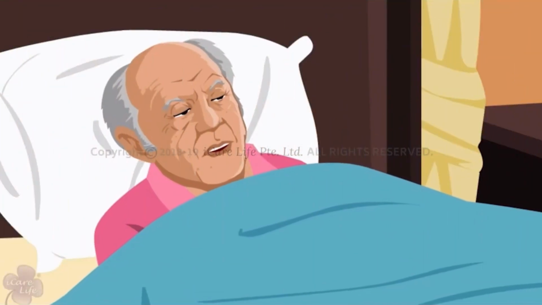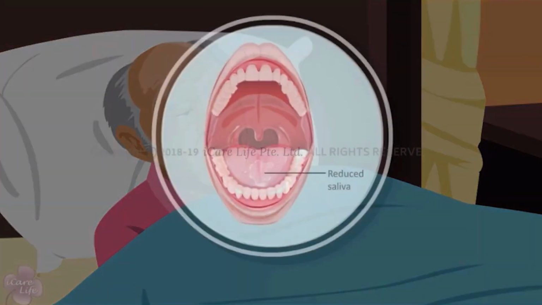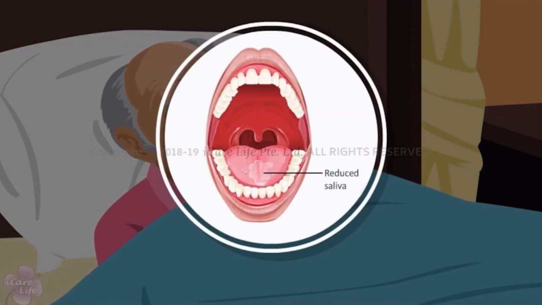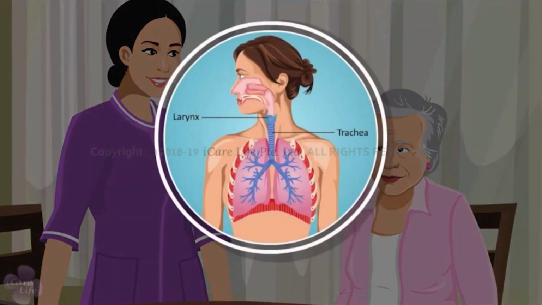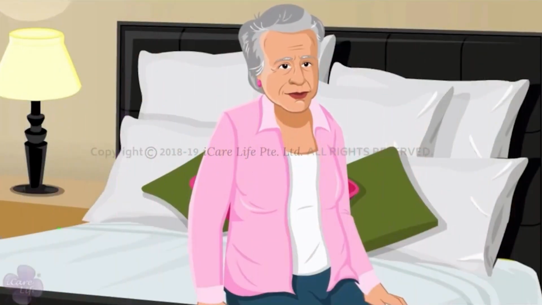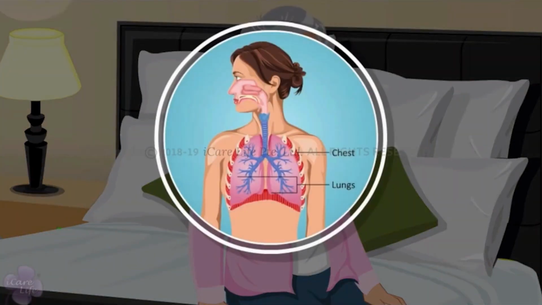The person may increasingly breathe from the mouth while sleeping, leading to lower saliva production. Due to changes in the trachea and larynx, there may be changes in the person's voice pitch. As a person grows old, respiratory muscles weaken. Changes in the chest and lungs cause reduced efficiency in ventilation and gas exchange.